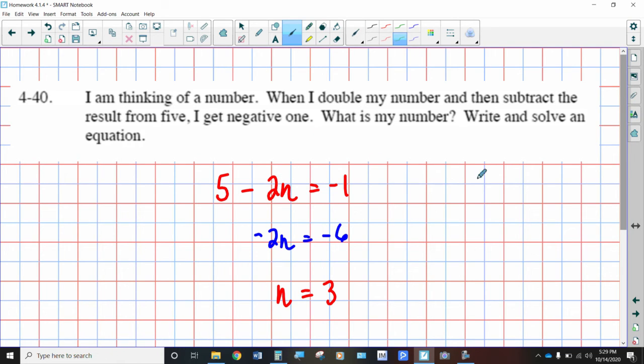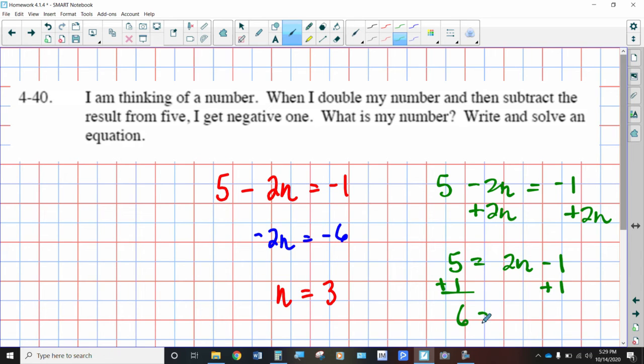Oh, you know what I might do here? Let me do it this way. A lot of students don't like having that negative sign there. So if I were to add 2 n's to each side, that would change my equation to 5 is equal to 2n minus 1. And then I can add 1 to each side, and I get 2n equals 6. Now, I'm taking one more step to do it here than I did there. But sometimes people don't like all these negative signs.